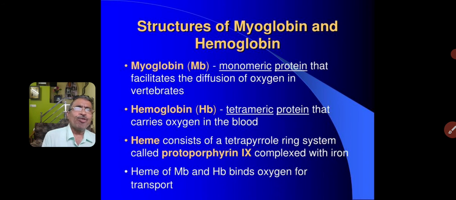Now coming to the structure of myoglobin and hemoglobin. This is what I have already explained; the same thing in the form of points is mentioned here. Myoglobin is a monomeric protein that facilitates the diffusion of oxygen in vertebrates. Hemoglobin is a tetrameric protein that carries oxygen in the blood. Heme consists of a tetrapyrrole ring system called protoporphyrin complexed with iron. Heme of myoglobin and hemoglobin binds oxygen for transport.